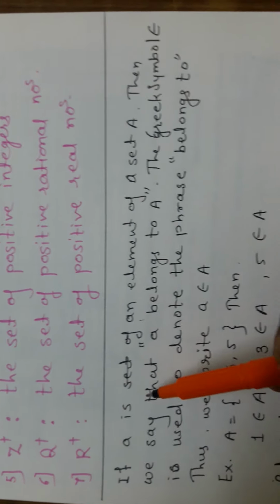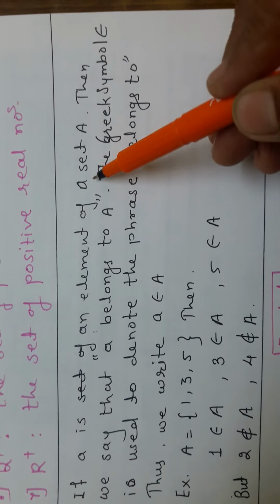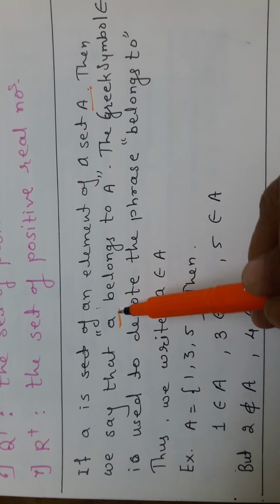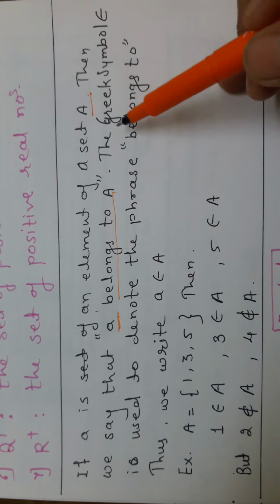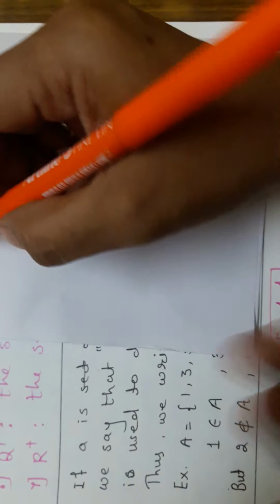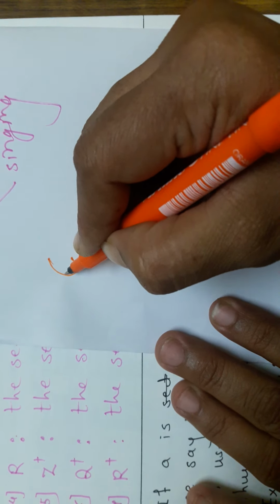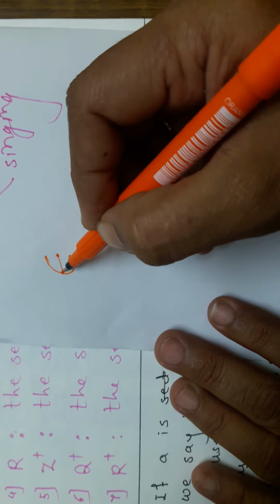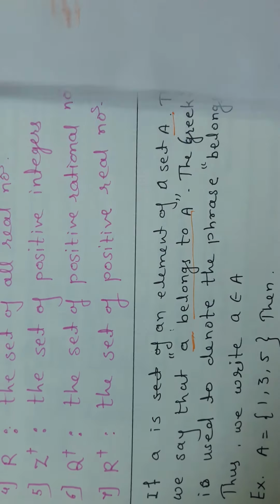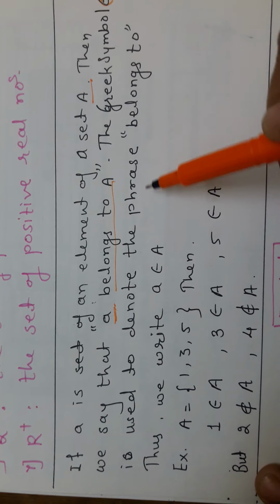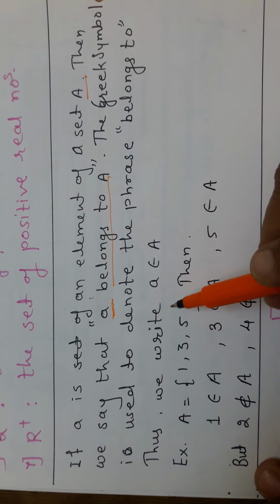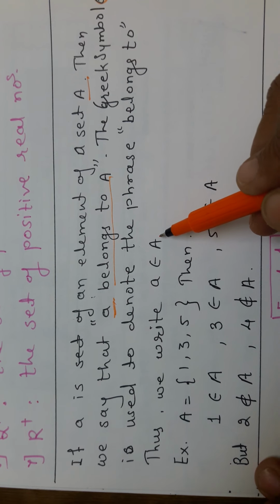If a is an element of a set A, then we say that small a belongs to A. The Greek symbol epsilon denotes belongs to. For this sign we write a C and from the middle we draw a line. This is not an E. It is used to denote the phrase belongs to. Thus we can write a belongs to capital A.